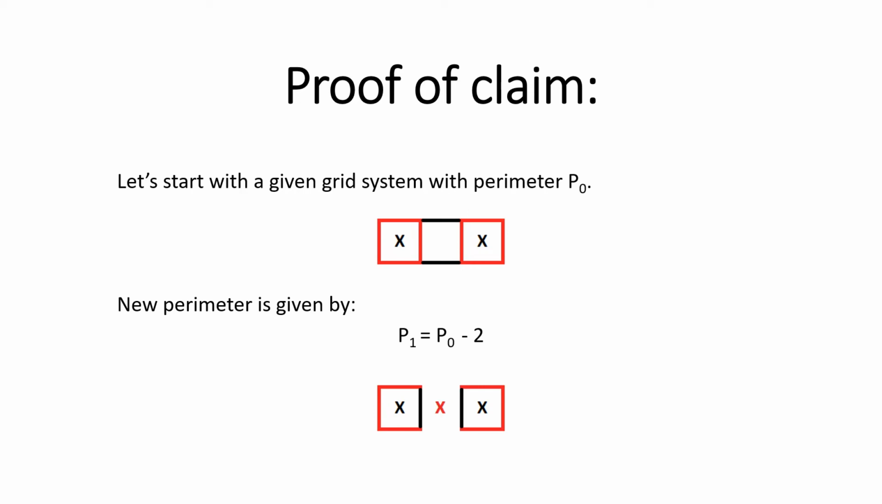Let's see why this claim works. Let's start with the given grid system with perimeter P0. Here X edges are shown in red while normal edges are shown in black. Production of a new X square requires two X edges. Now the new X square shares those two edges with the respective parent X squares. Therefore, those two edges are no more X edges but normal edges. Thus, the perimeter of the grid system reduces by 2. New perimeter is given by P1 equals P0 minus 2.